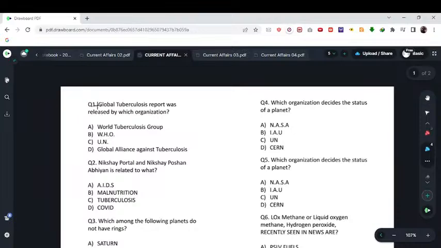So, the first question is, the Global Tuberculosis Report was released by which organization? And those of you who will be listening to this in the recorded mode, please pause after every question and write down your answer in the comment section, and also write down your score at the end. So for this the answer is WHO.